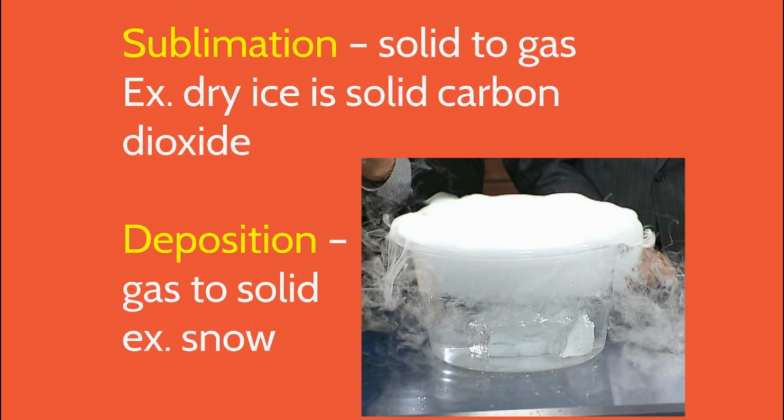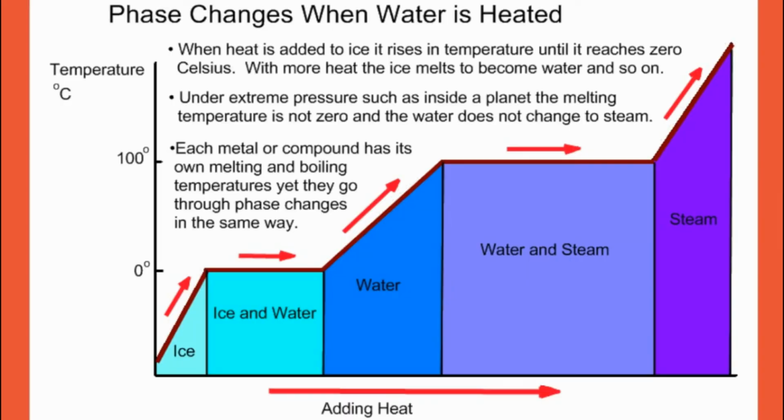Deposition. Okay, so those are terms that you have to know. Let's talk about those last two. Sublimation, solid to gas. Example: dry ice. It's solid carbon dioxide, but when you drop it, you'll notice it makes a little fog. This is what Ozzy used to use for his stage lights to make fog appear. Now we have fog machines, but before then, they just used dry ice. Deposition, gas to solid. Example there is snow, and not Jon Snow.